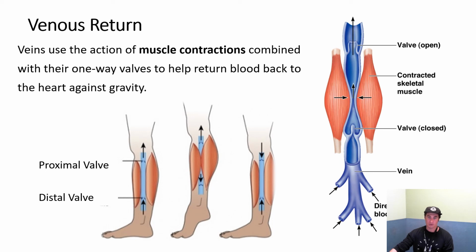Veins use the action of muscle contractions combined with their one-way valves to help return blood back to the heart against gravity. So staying still doesn't help with venous return. So if you're flying long haul in a plane, compression is one way to increase blood flow, but also getting up and moving around is important also.